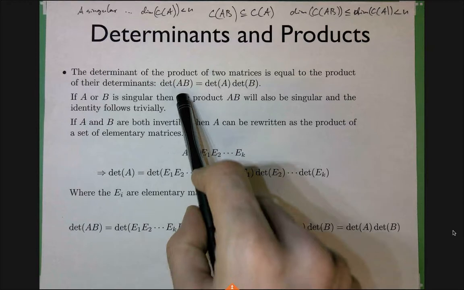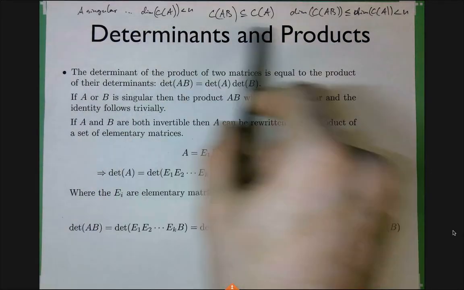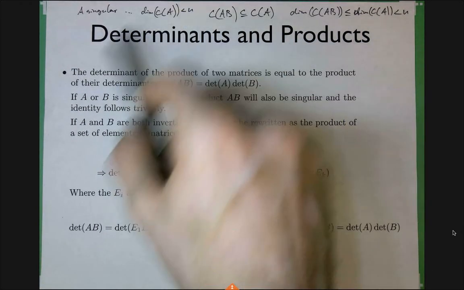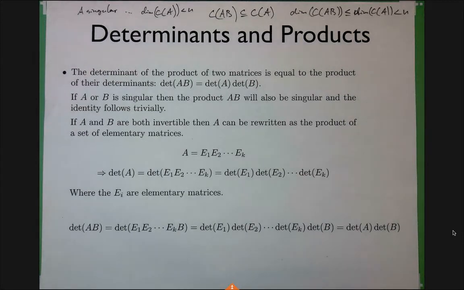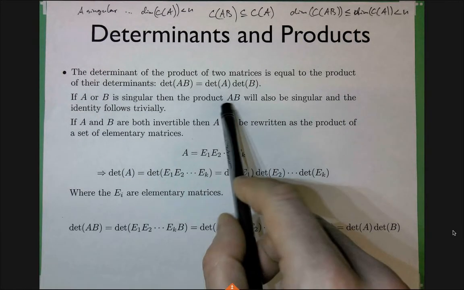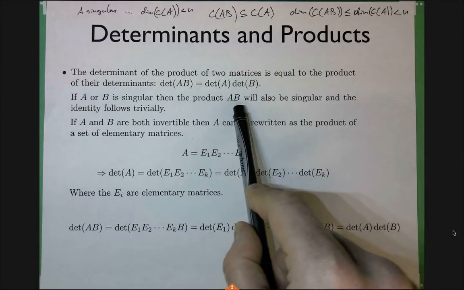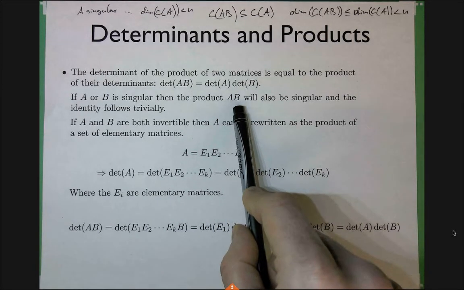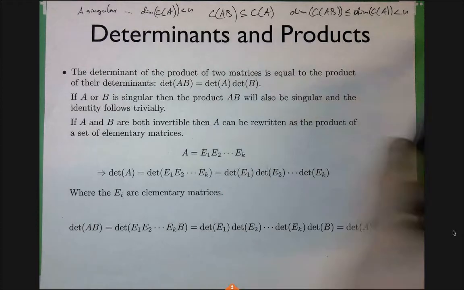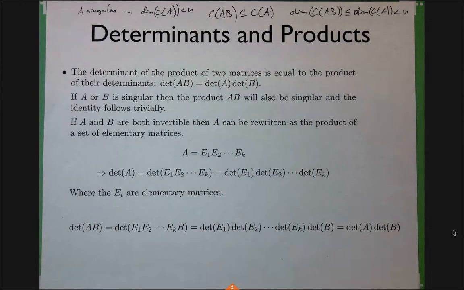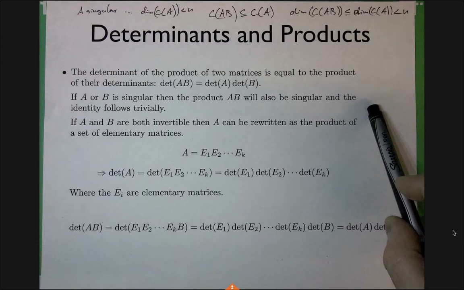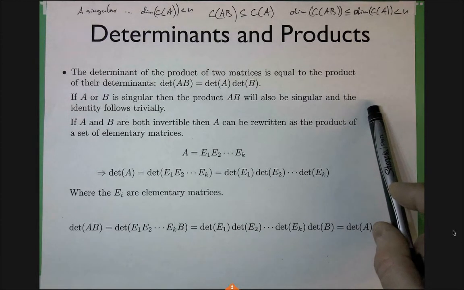If B was singular, then you can construct the same argument by looking at the row space, right? Because what AB then does is take linear combinations of the rows of B, and the argument works the same way. Or I could transpose everything and essentially refer to the same argument. Is that clear? More or less?